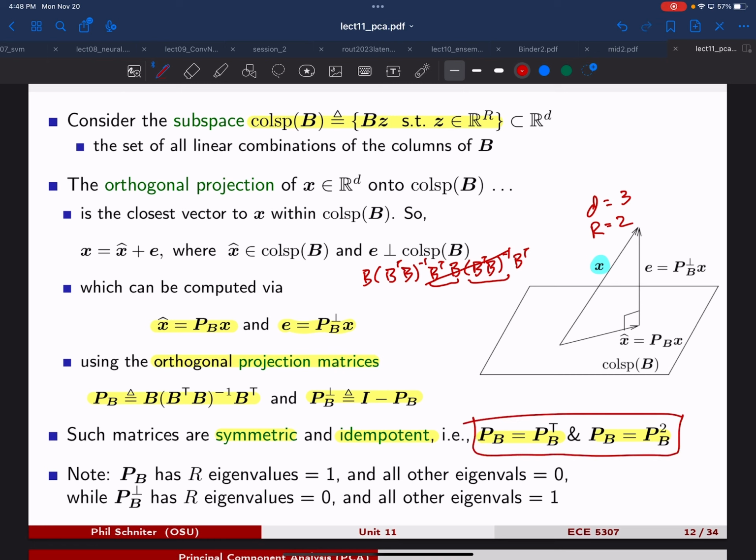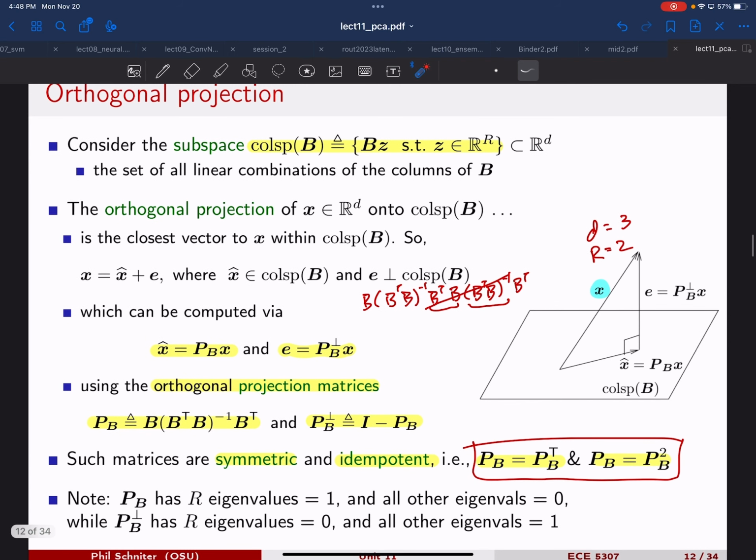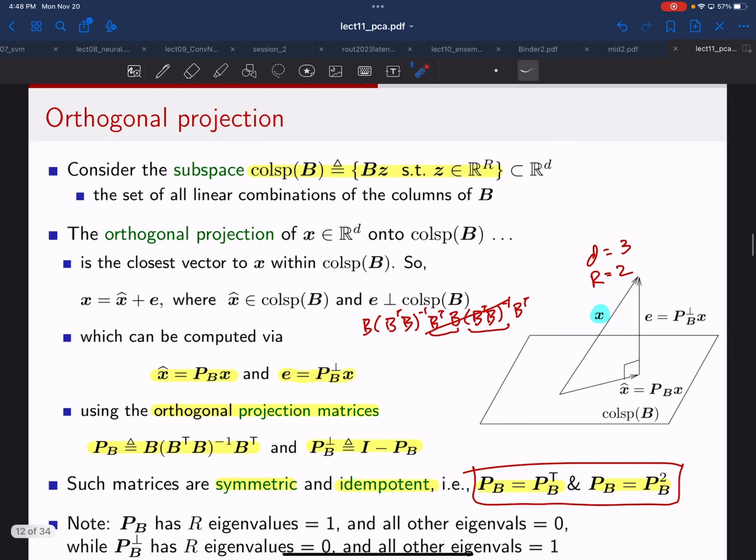There are some other interesting properties too, not essential to us. If you look at the eigendecomposition of P_B, you'll find that it has R eigenvalues exactly equal to 1, all other eigenvalues exactly equal to 0, and P_B perp is sort of the opposite, R eigenvalues equal to 0, all others equal to 1. But the two properties we covered will be important ingredients in our derivation. Okay, so that's orthogonal projection. Questions on these ideas? Yes?